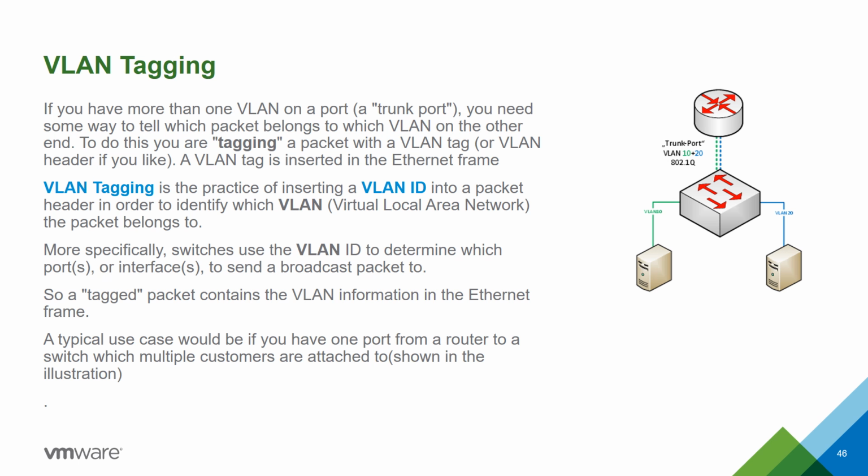VLAN tagging is the practice of inserting a VLAN ID into a packet header in order to identify which VLAN the packet belongs to. More specifically, switches use the VLAN ID to determine which ports or interfaces to send a broadcast packet to. So a tagged packet contains VLAN information in the Ethernet frame. A typical use case would be if you have one port from a router to a switch with multiple customers attached to it. If you're still confused with that, let me give you a simple analogy.